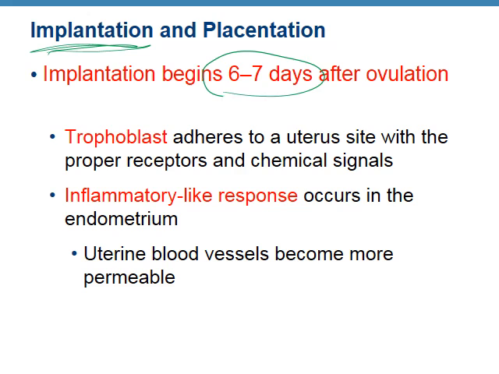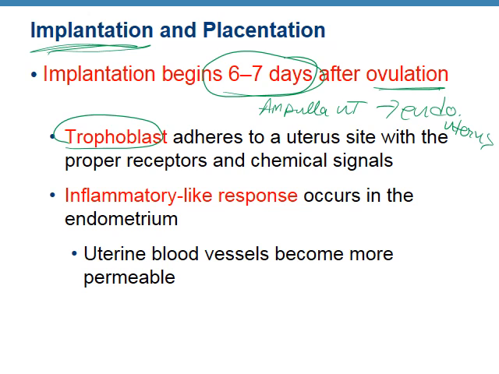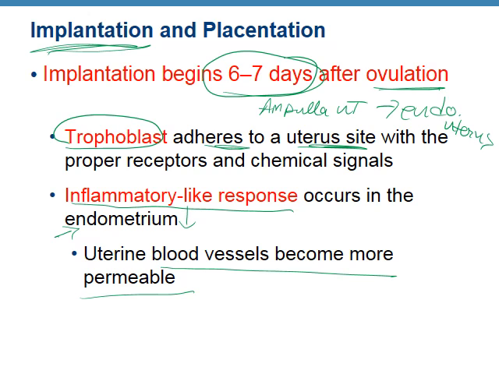Implantation. So about 6 to 7 days after ovulation, that's about how long it takes the journey to get from the ampulla of the uterine tube to the endometrium of the uterus, and that's where we're going to implant. The trophoblast cells adhere to the uterine wall and cause this inflammatory response. So in the endometrium, we're going to see blood vessels become more permeable. Remember that inflammatory response we called diapedesis? We said the opening of the capillaries, right? So the blood vessels become more permeable.